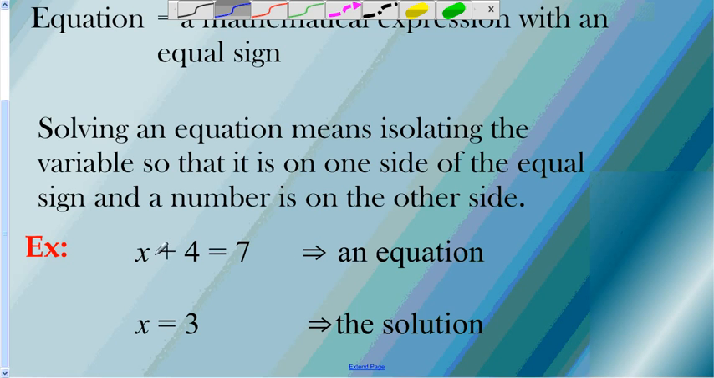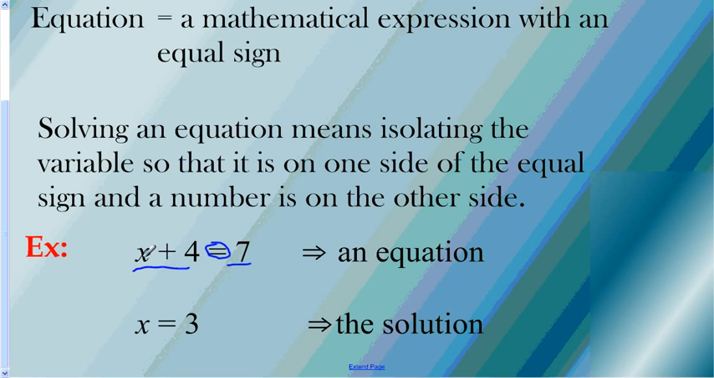So for example, x plus 4 is equal to 7. This is an equation because it has two sides and it has an equal sign. Now, x represents a number, so it says a number plus 4 is equal to 7. What can that number be? You can probably figure out that 3 plus 4 is equal to 7. We can solve that by moving the 4 to the other side to isolate x, or to solve for x, and we get x is equal to 3. So this is the solution.